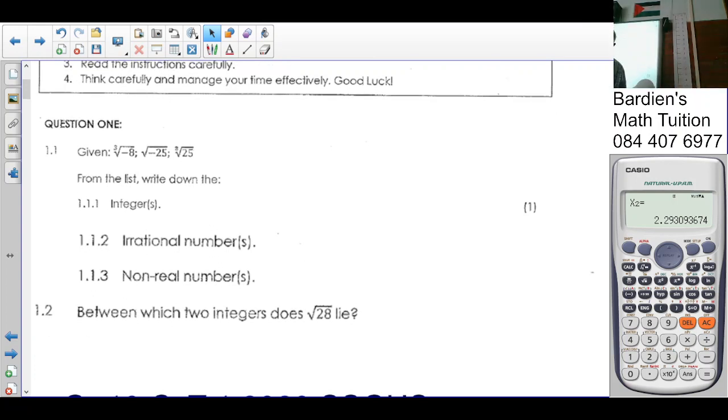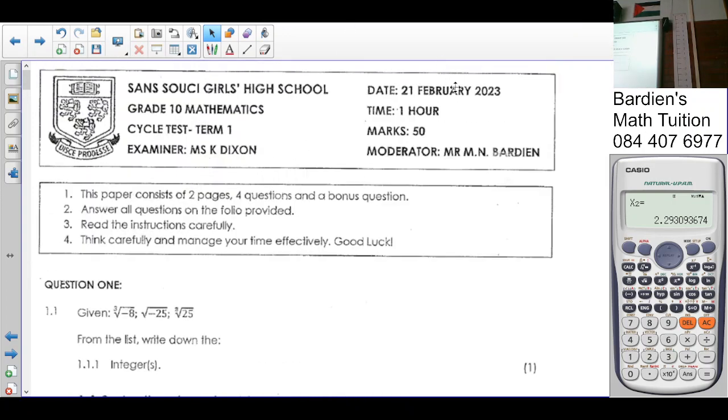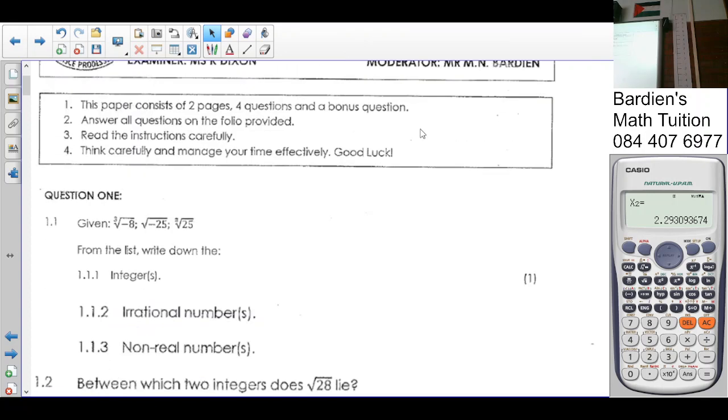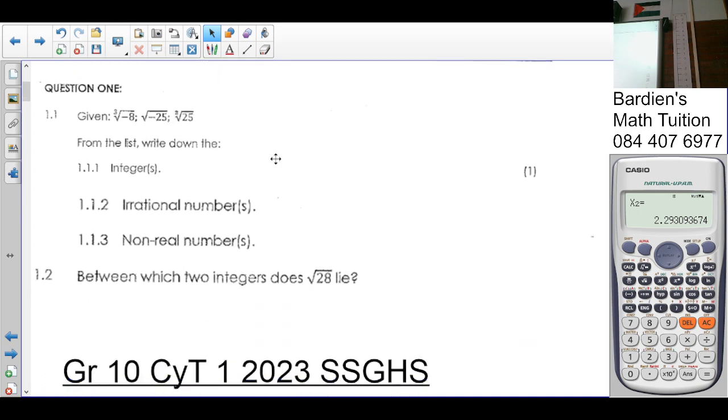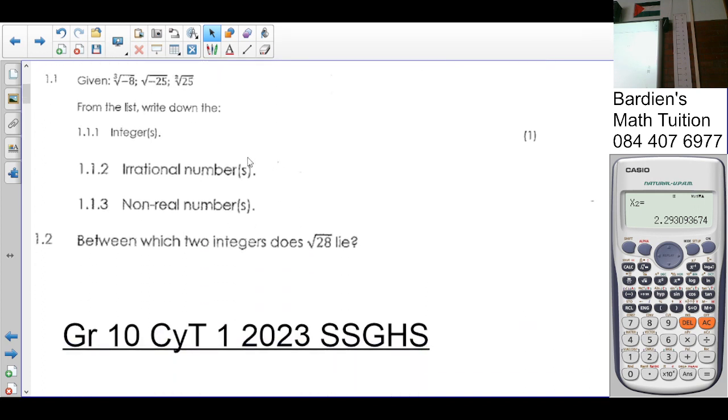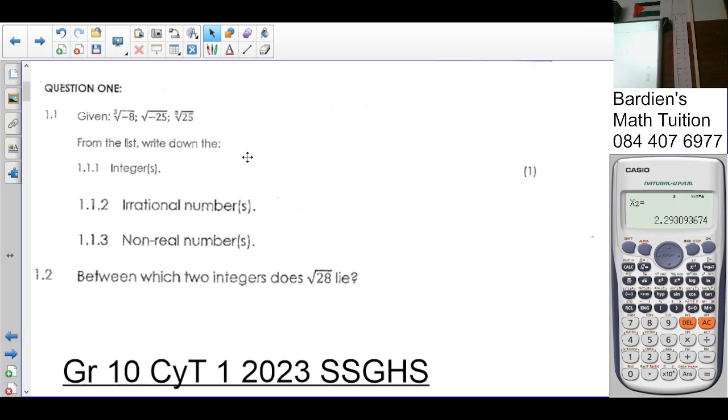So this was cycle test 1 that was written on the 21st of February 2023. It was 1 hour for 50 marks. Okay, so in question 1 we are given the cube root of -8. If you simplify that, of course, that's -2. The square root of -25 gives you an error, which in this case is non-real.